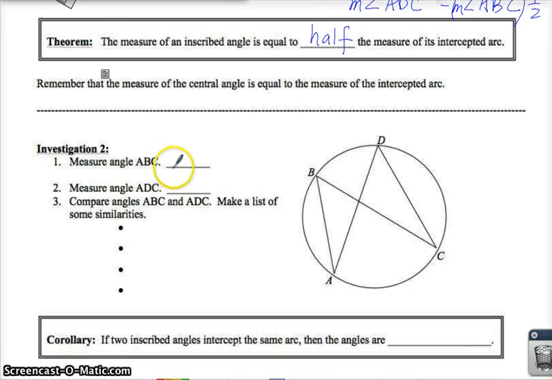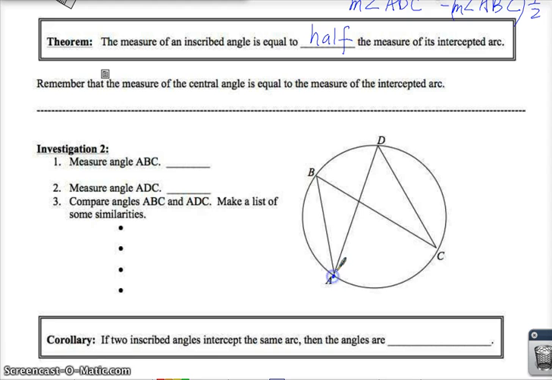Measure angle ABC. That's an inscribed angle. Then we're going to measure angle ADC. That's also an inscribed angle. Compare angles ABC and ADC. Make a list of some similarities. So what do you notice?